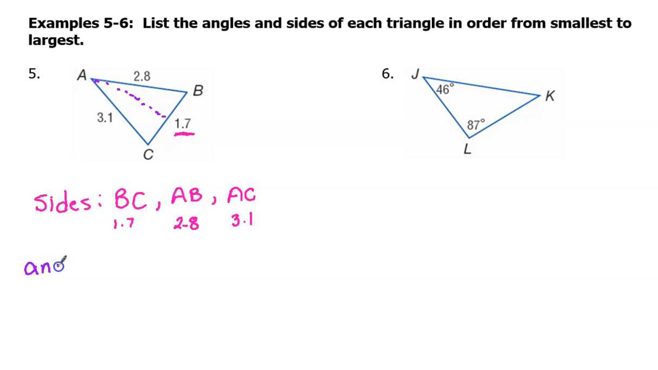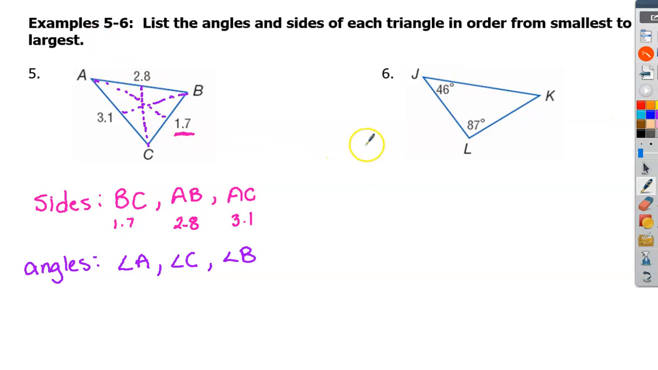So angles from smallest to largest, angle A would be the smallest one because it is across from the smallest side. Same with this, our medium side, and the angle across from our medium side is angle C. So angle C would be next. And then angle B would be the largest angle. We don't even need to know the measures of the angles to know that's the order.